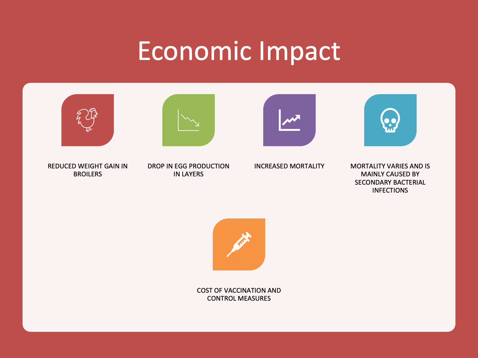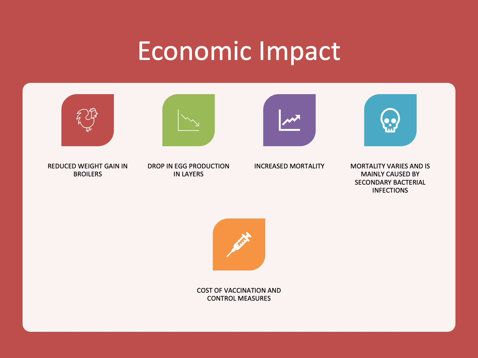What's the economic impact of infectious bronchitis? Number one is reduced weight gain in broilers. As we know, infectious bronchitis is a viral disease, and most viral diseases cause immunosuppression. And once there's immunosuppression, there is a high chance that secondary bacterial problems will start to set in. And once secondary bacterial problems set in, there is also a high chance that your broilers will not attain the desired weight.